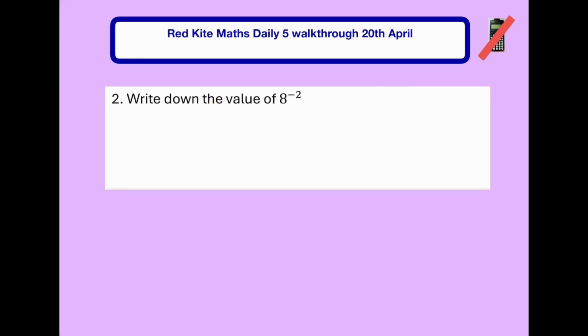Write down the value of 8 to the power of -2. Now, when we've got a minus sign in front of the power, that means we need to flip the base number, which is 8. We do the reciprocal, we flip it. Think of your keep change flip. So 8 basically means 8 over 1. If we flip that, that becomes 1/8. We've used up the minus sign, so we give that a tick.